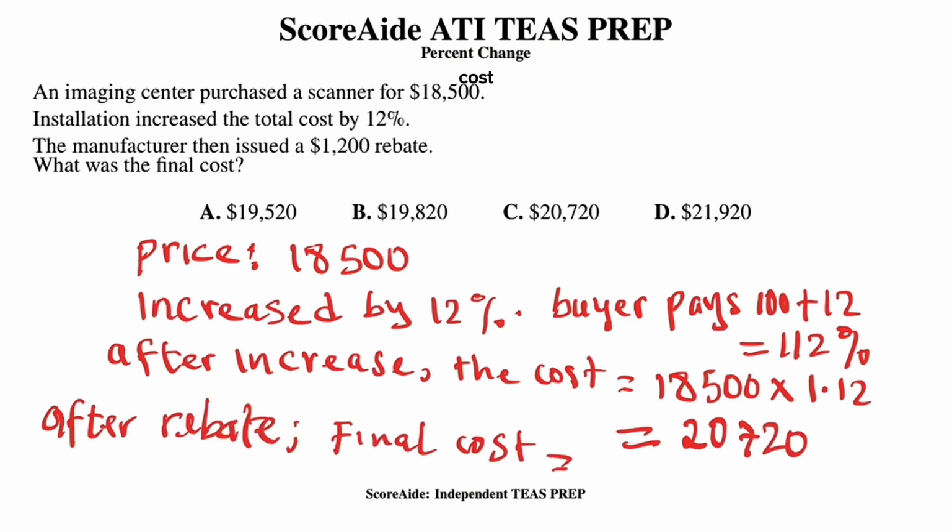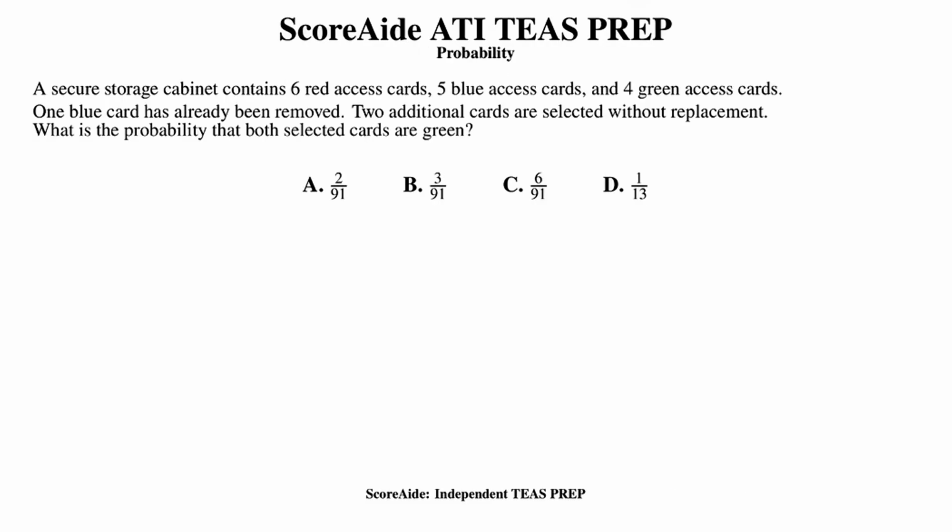Final cost is equal to 20,720 minus 1,200, which is equal to 19,520. 19,520, which means the answer is A.